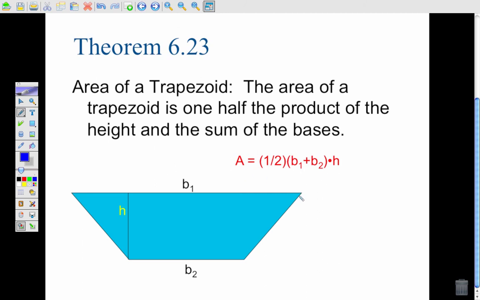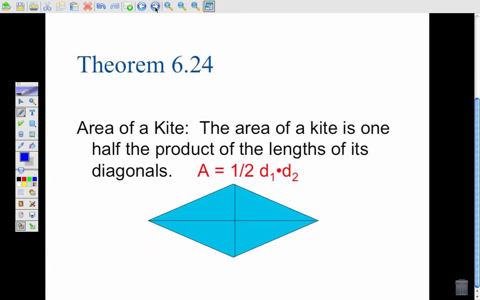Trapezoid, this may be a new formula for you. We have to add the bases together, so that's base 1 plus base 2. Then we take that times a half, and then times the height. Again, the inside height perpendicular to one of the bases. Doesn't matter which one, so as long as you have that perpendicular height in there, you're good.